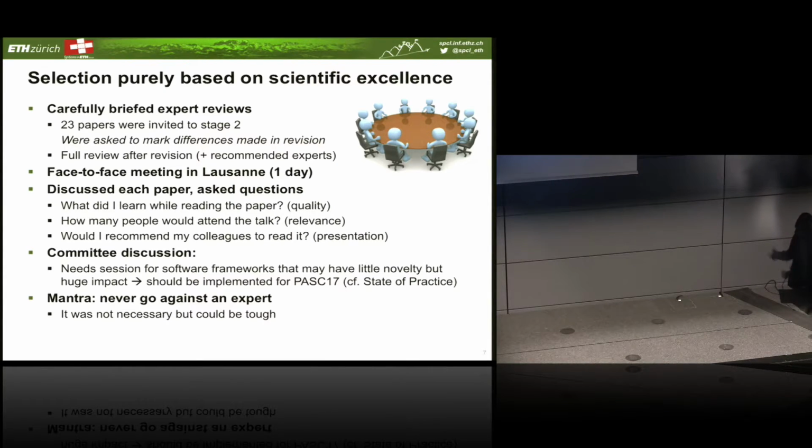So we had this two-stage review process, right, as I mentioned. 23 papers went into stage 2. They made all revisions. They had a full review after the revision process. And as I mentioned, these expert reviews, we had this face-to-face meeting. We discussed each paper, as I mentioned before.